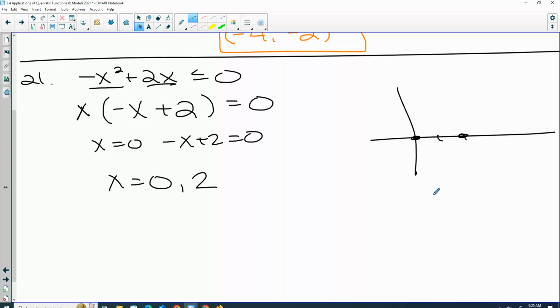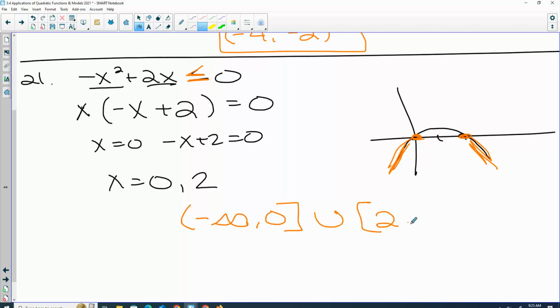So my graph, that's where it hits the x-axis. What does this parabola look like? It's upside down. I asked you to find less than or equal to. Here's where it equals 0, so I have to include those. Less than is below, so it's less than here and here. So there's 2 pieces. This one's coming from -infinity, stops when we get to 0. Equal to means bracket. Or the next one picks up at 2 and goes to infinity.